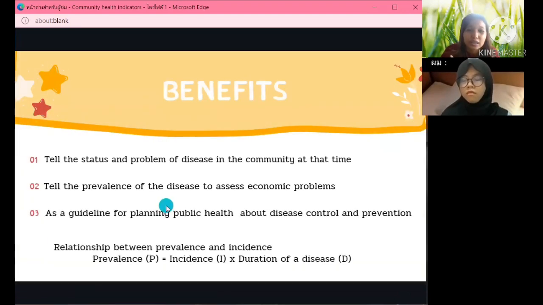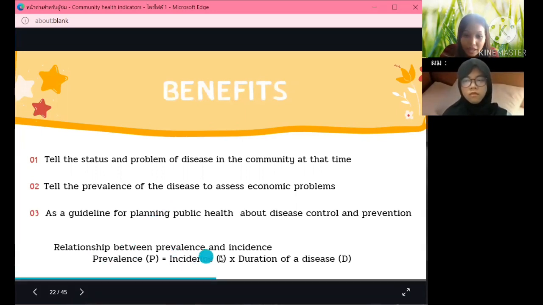The benefits: first, it tells the status and problem of the disease in the community at the time. The second one, it tells the prevalence of the disease to assess economic problems. The last one, it provides a guideline for public health about disease control and prevention.